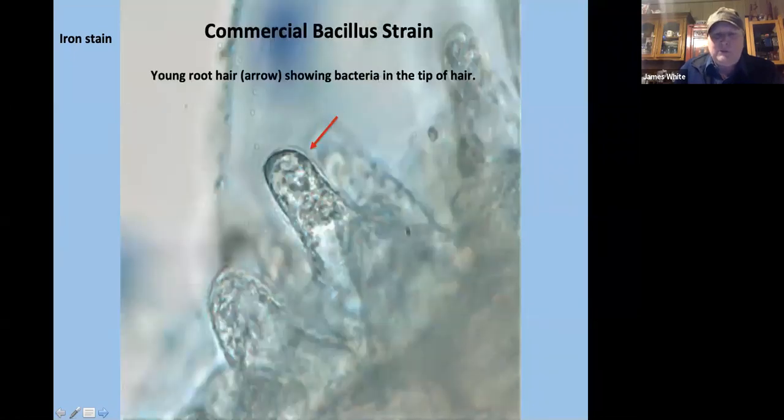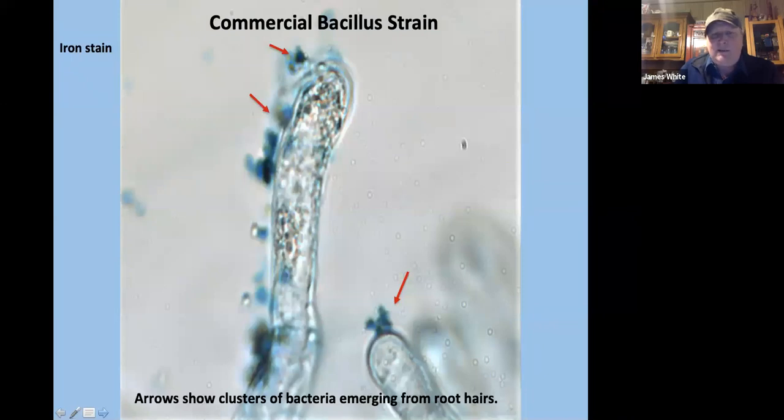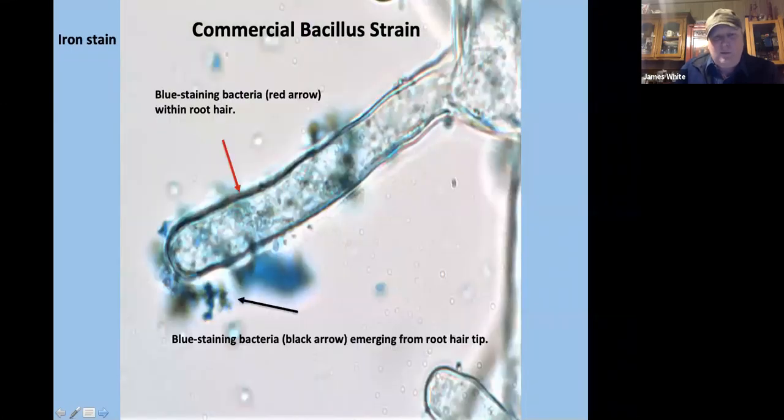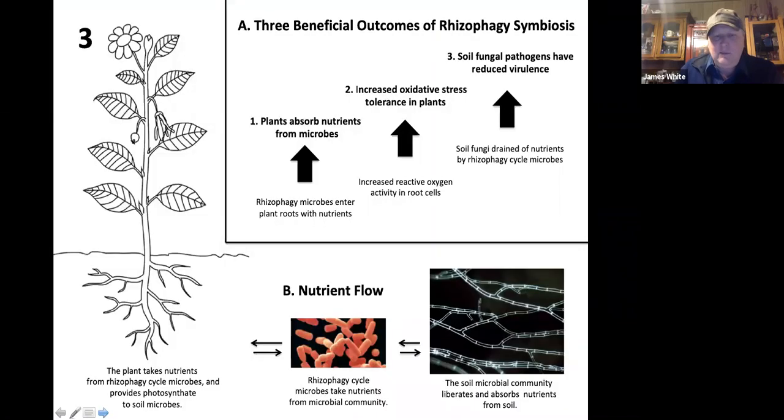That shows it again, commercial Bacillus strain. There it is. There you can see the red arrows. You can see them coming out. There you see, again, that iron stain. You can see them in there, and you can see them coming out again.